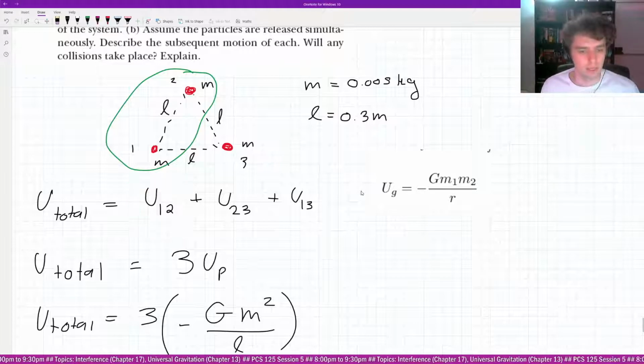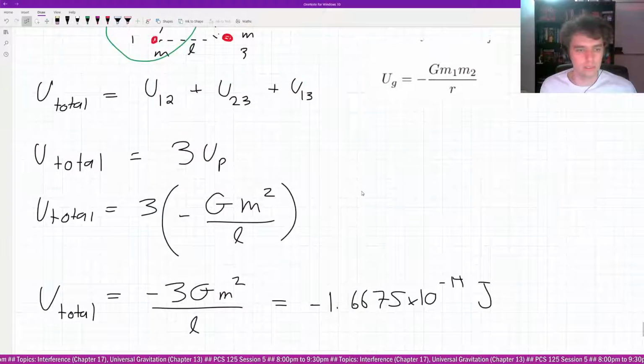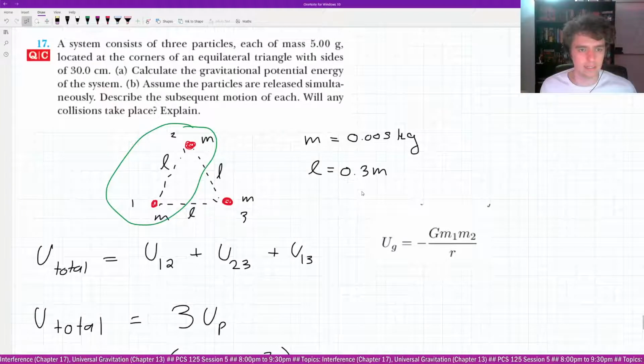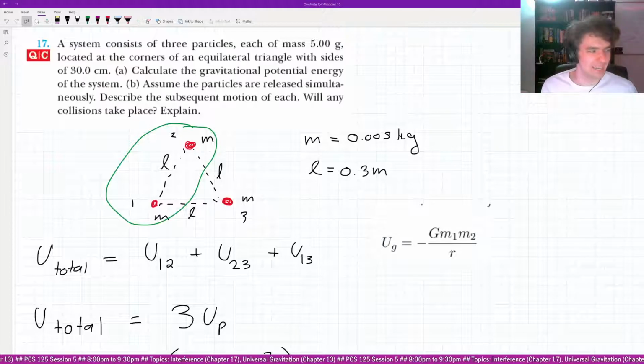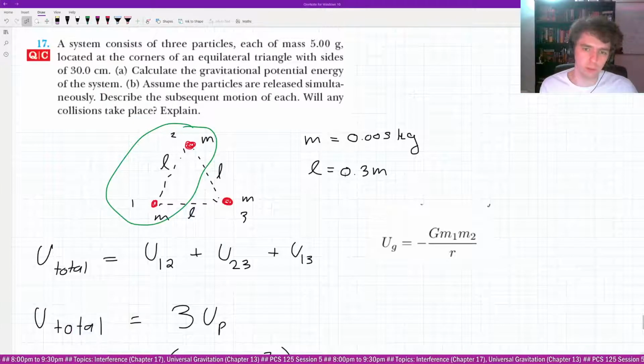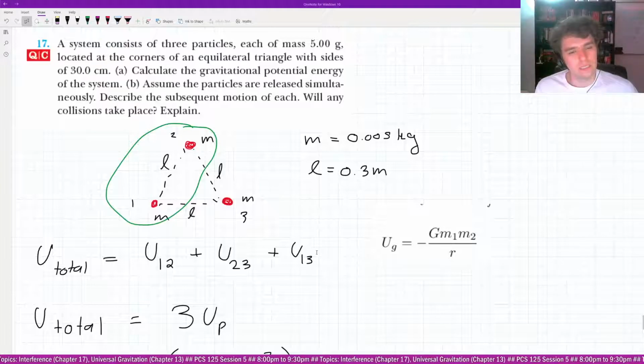Okay, no problem. So then part B is asking a question. That's this. Right? R1 is 1000. So okay, we're good. Assume the particles are released simultaneously. Describe the subsequent motion of each. Will any collisions take place? What is the motion of each?